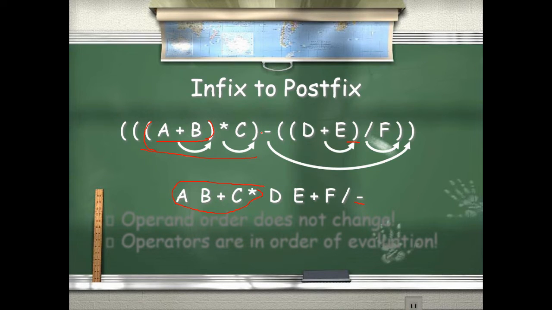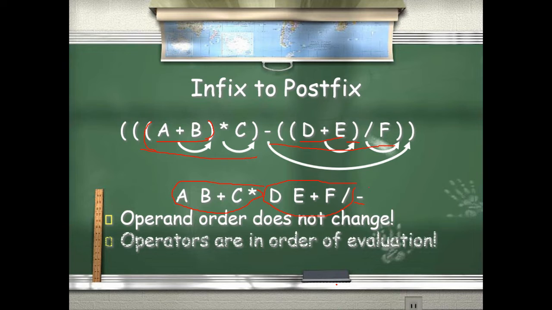Before evaluating this minus, you cannot convert it till the second parenthesis is evaluated. So what we have done is converted d plus e by f: d plus e as de plus and then f slash, and at the last you have converted it to the postfix form, and you have placed this particular minus at the end here. So operand order is not being changed, and these operators are in the order of evaluation here.